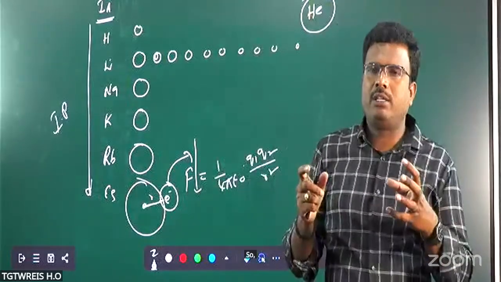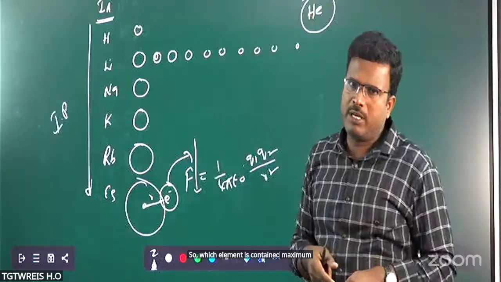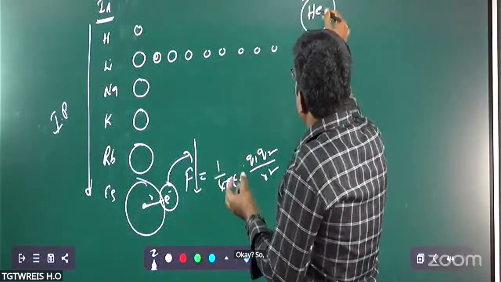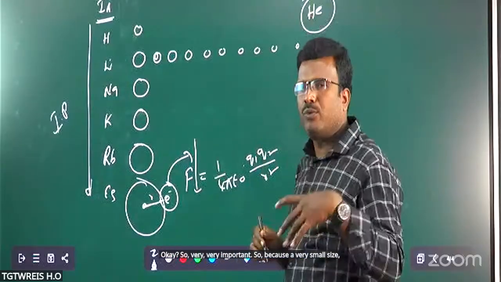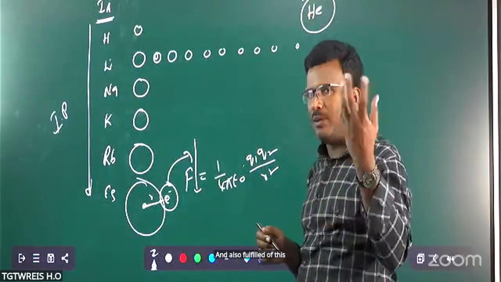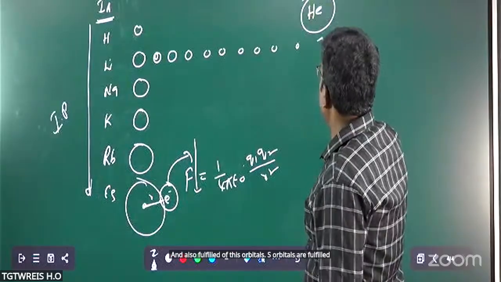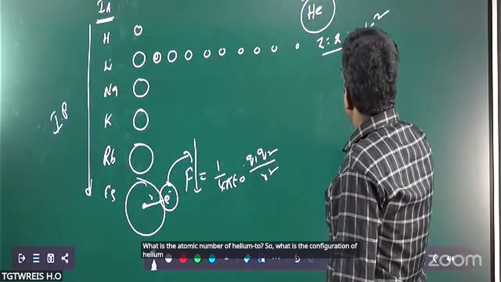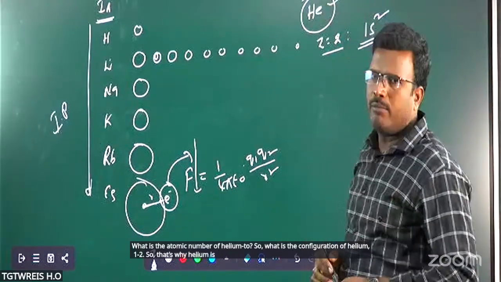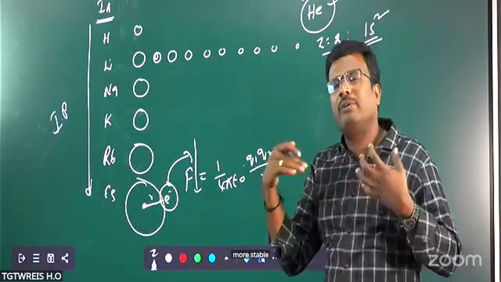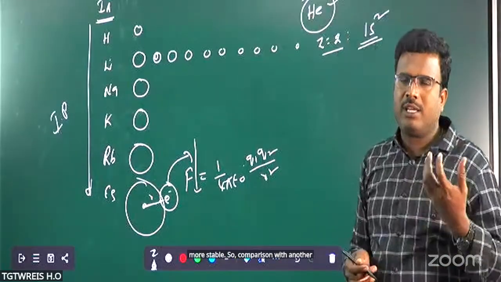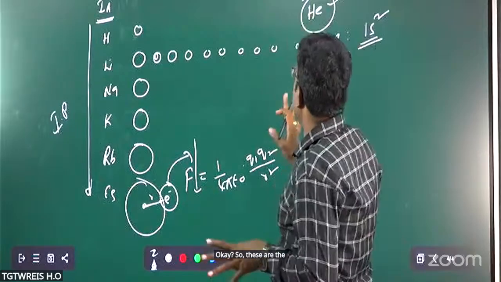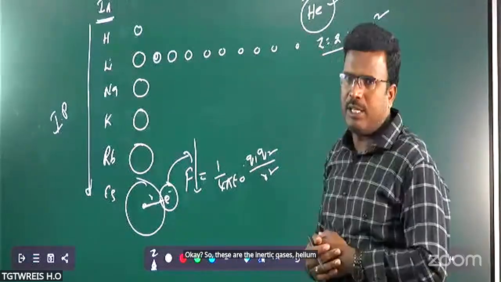So which element contains maximum ionization potential? Helium. Okay. So very, very important. Because of very small size and also fulfilled s orbitals in helium. What is the atomic number of helium? 2. So what is the configuration of helium? 1s2. So that's why helium is more stable. In comparison with the other inert gases, means helium, neon, argon, krypton, xenon. Okay. So these are the inert gases. Helium has more ionization energy. Okay.